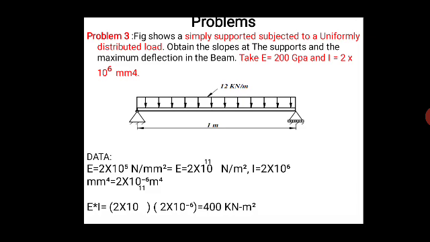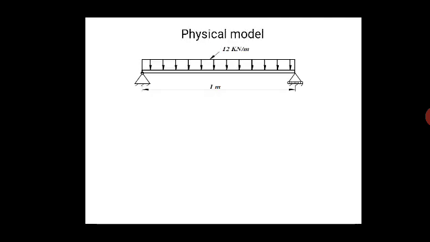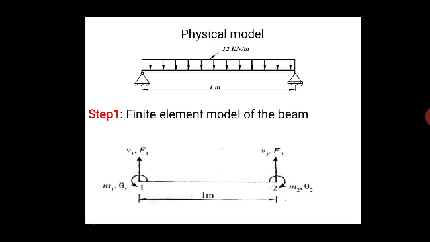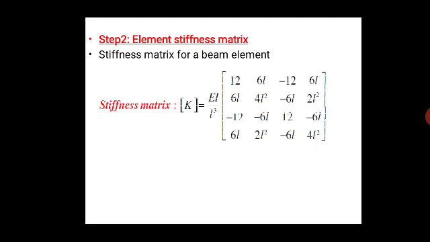Now considering this data, step one is to convert the physical model to the FE model, and the FE model should include only the elements as well as the nodes, node 1 and node 2. Here we will consider it as a single element. Now step 2, we will write the element stiffness matrix. The element stiffness matrix for a beam element is given as K is equal to EI by L cube, times the matrix: 12, 6L, minus 12, 6L; 6L, 4L square, minus 6L, 2L square; minus 12, minus 6L, 12, minus 6L; 6L, 2L square, minus 6L, 4L square.